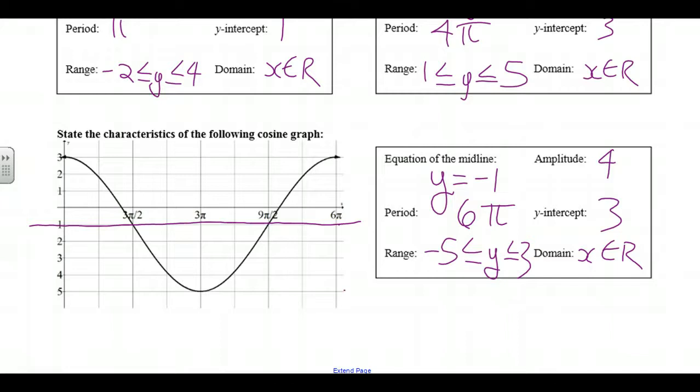Basically the phase shift, right? It's just the horizontal translation. So one starts at the middle going up and one starts at the top. And if you're at the top, you have nowhere to go but down. So one starts at the top and it goes down.